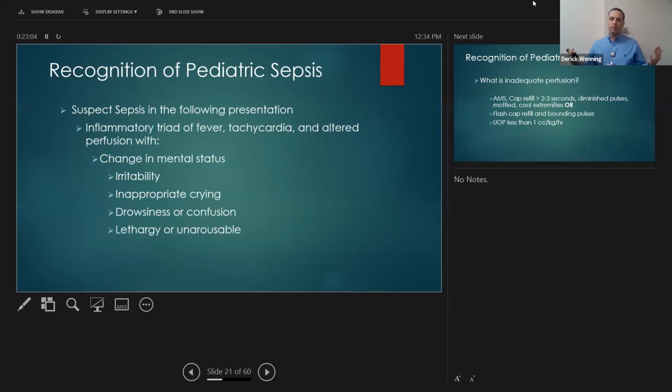So basically you have this inflammatory triad. You can have a kid who's febrile, who's tachycardic, and has some evidence of altered perfusion. Say their cap refill is a little bit delayed. Say it's like greater than 3 seconds. Well, that's a problem. A kid is inappropriately, inconsolably irritable. That's a problem. It can be a sign of poor perfusion. If they're drowsy or confused or lethargic, any sort of mental status change, that is a problem as well.